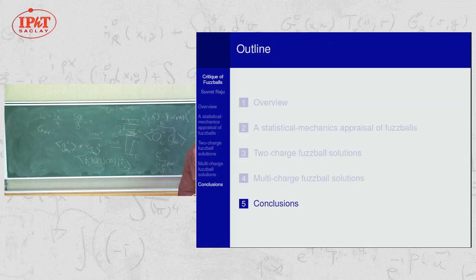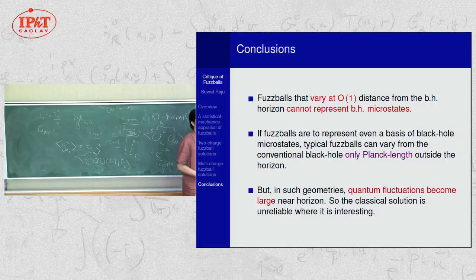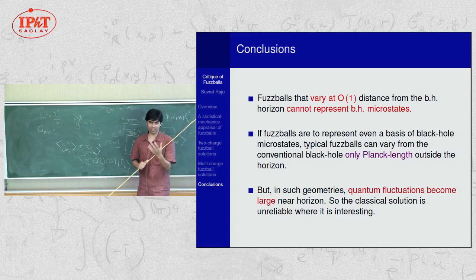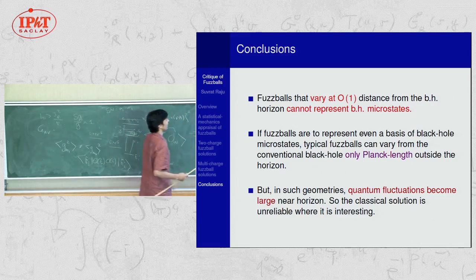Sorry, let me just conclude. This is the discussion we're having. I suspect we don't agree yet, but I claim that fuzzballs that vary at order 1 distance from the black hole, these solutions which have A, and this is true for non-extremal fuzzballs, if you try to find fuzzballs corresponding to that, they cannot represent black hole microstates.